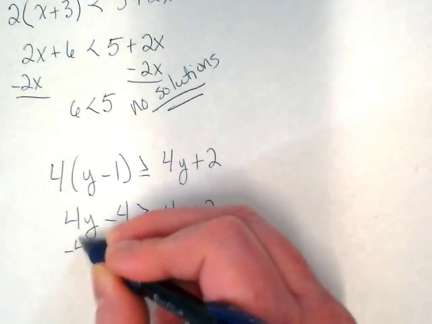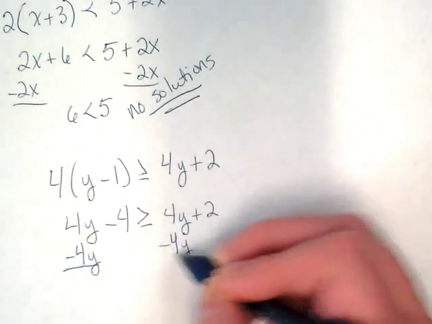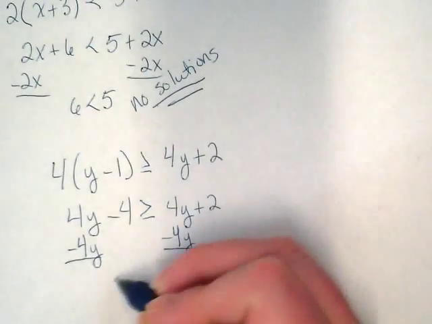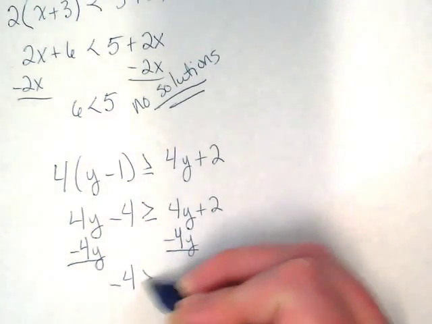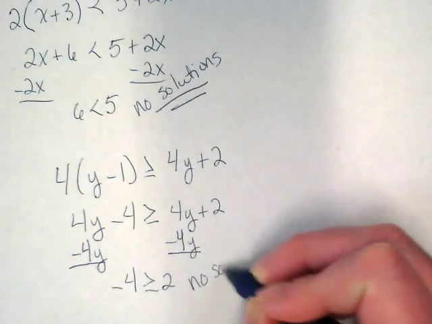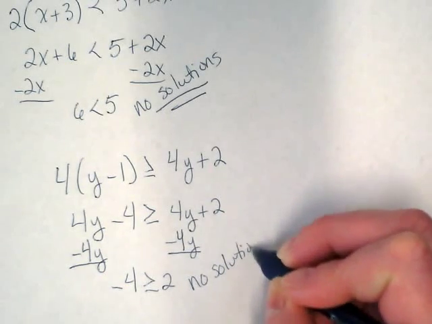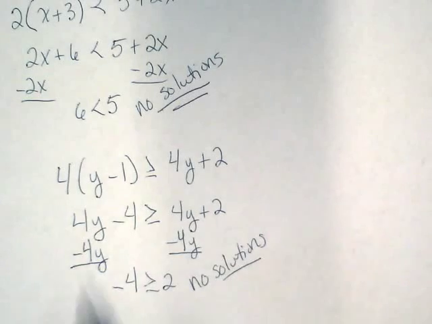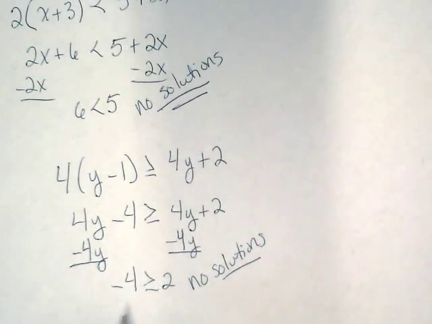Remove that whole 4y, and we end up with negative 4 is greater than or equal to 2, and that is impossible, so we say it has no solutions. There's nothing we can put in for y that would make this come out true. Okay.